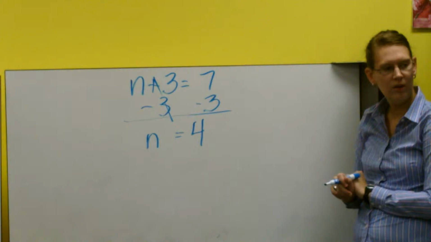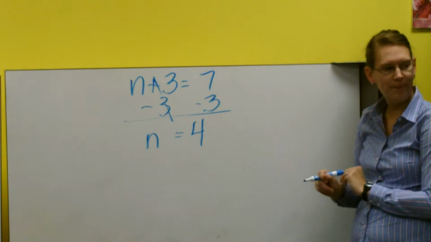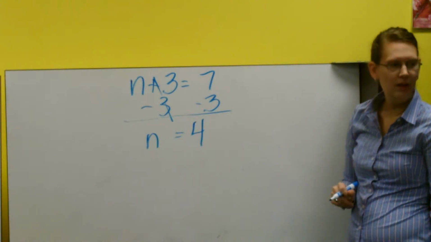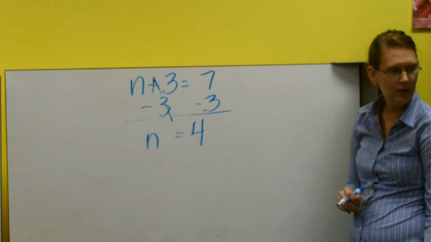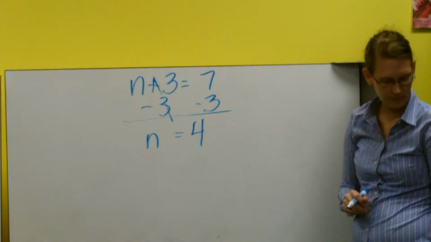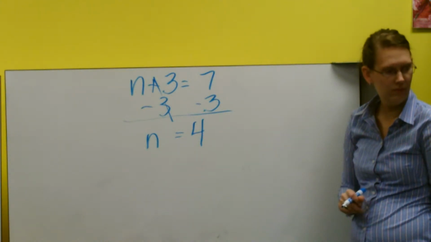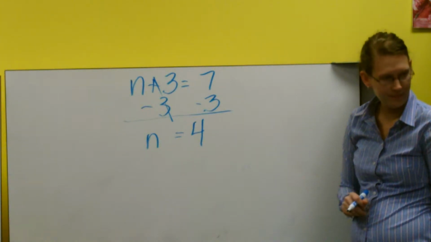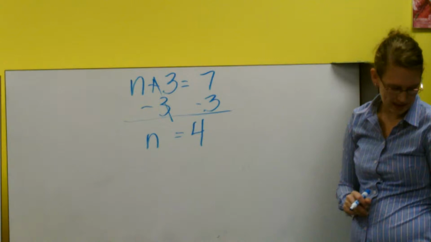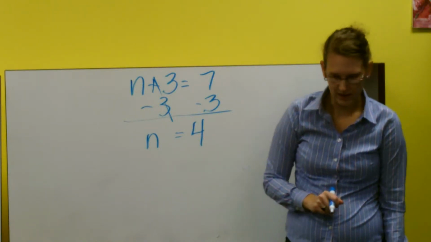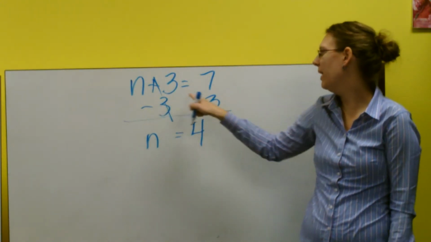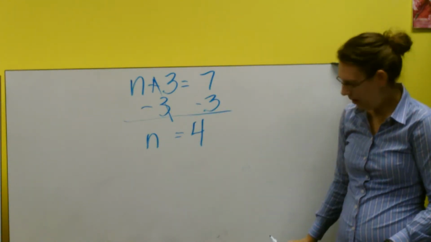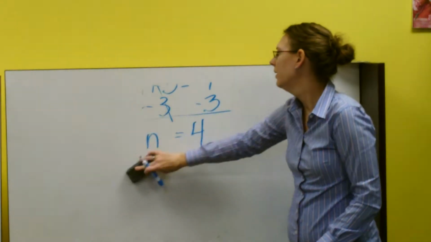Subtraction. The subtraction what? Okay, but we gave it a specific name. Subtraction property of what? Of equality. Because whatever we do to one side of the equal sign, we gotta do to the other to keep it equal. Okay?